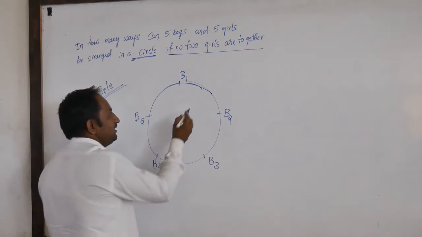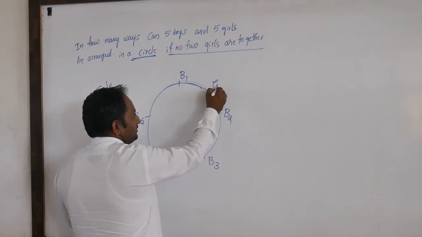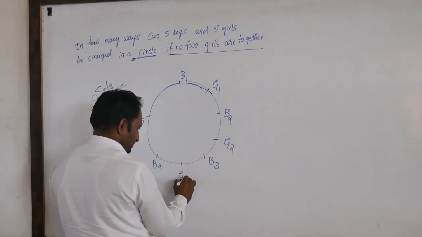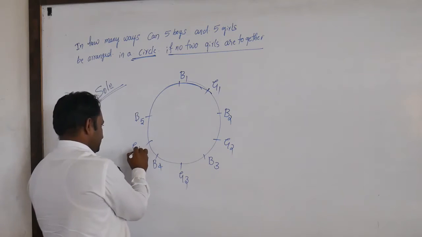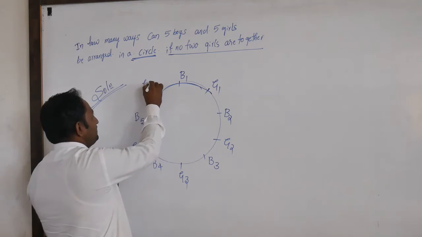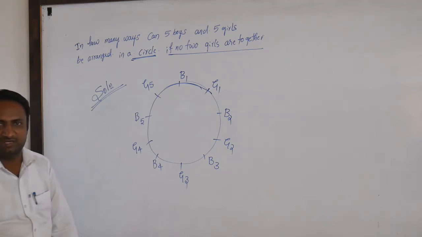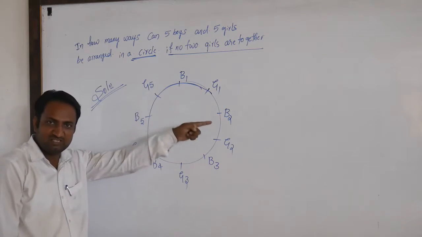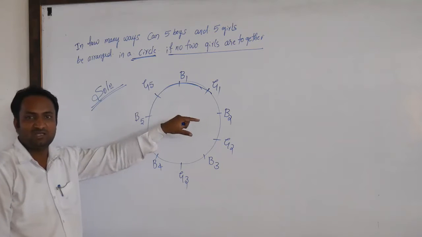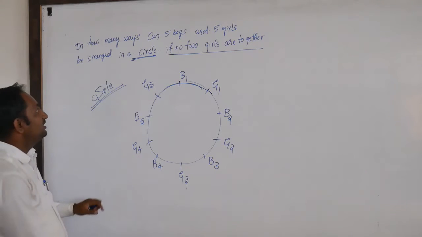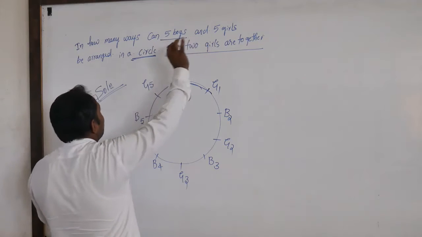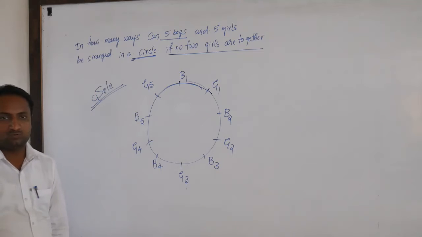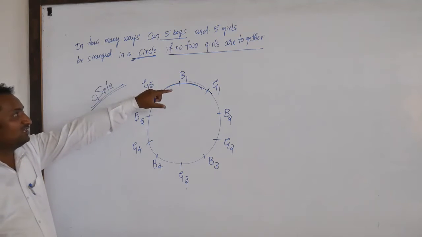Then the arrangement is possible with G1, G2, G3, G4 and G5. This is one type of arrangement. In how many ways can this type of arrangement be made when 5 boys and 5 girls are arranged in a circular path, if no two girls are together?